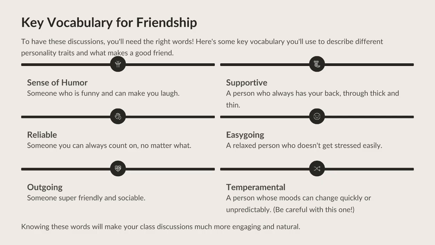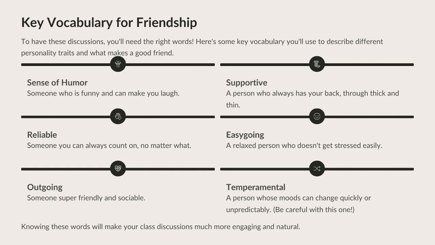And to have that discussion, you'll need the right words, right? Here's some key vocabulary you'll use. A sense of humor. That's just someone who's funny and can make you laugh. Supportive. You know, that's a person who's always got your back. Reliable is someone you can count on, for sure. Easygoing means they're relaxed. Outgoing is super friendly. And temperamental, well, that's someone whose moods can change kind of quickly. Knowing these words is really going to help your class discussions flow.